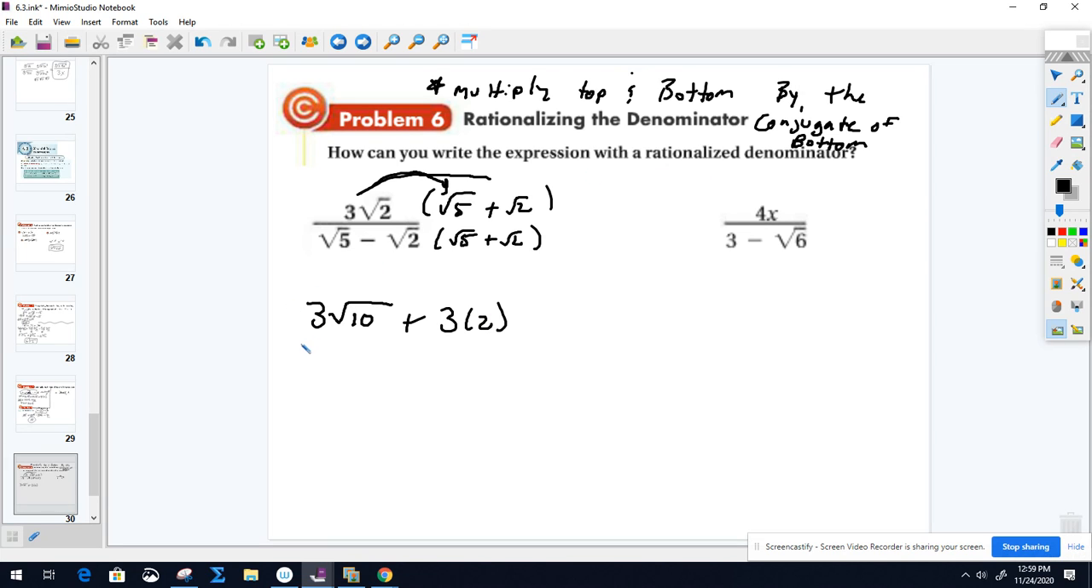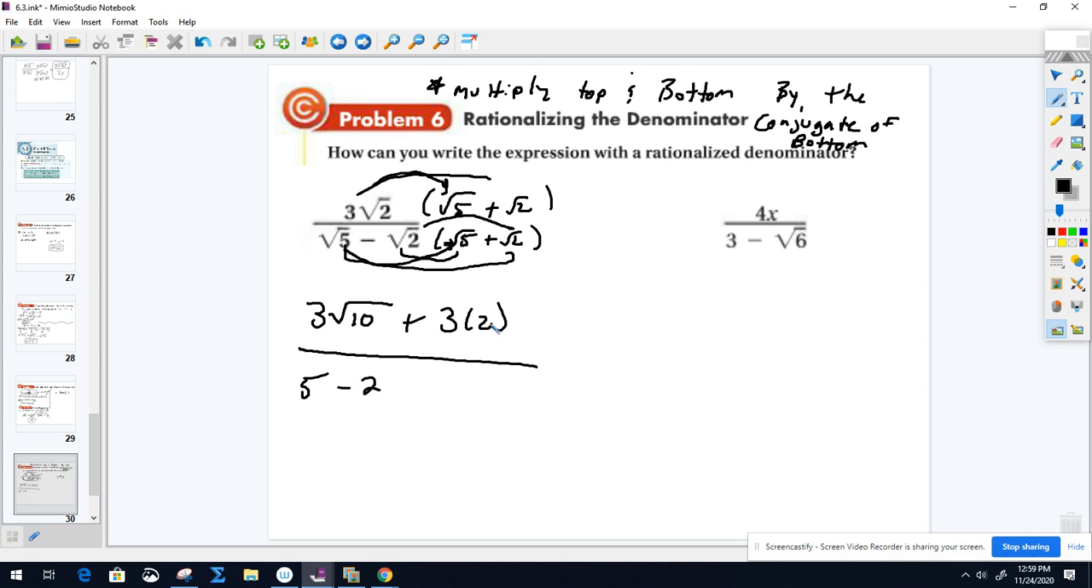So that's the top. On the bottom, again, I wouldn't do this. Square root of 5 times square root of 5 is 5. I would not show the outer because I get positive square root of 10, negative square root of 10. The middle term always cancels when you multiply conjugates. When I multiply the last two terms, negative square root of 2 times square root of 2 gives me minus 2. So what can I combine on the top?